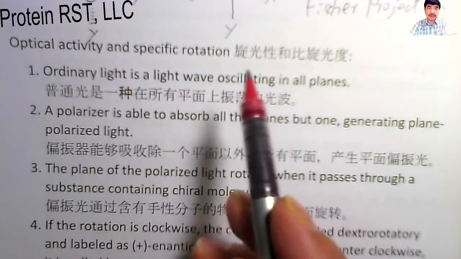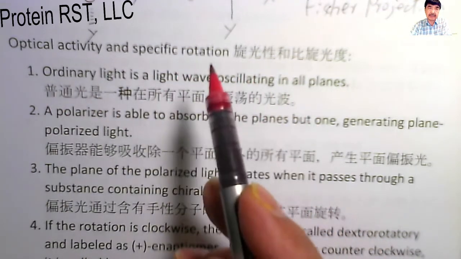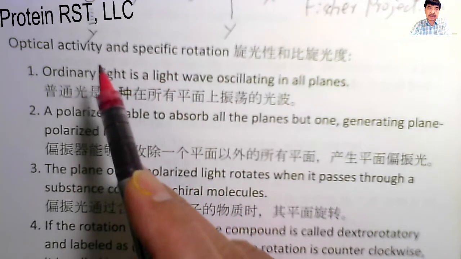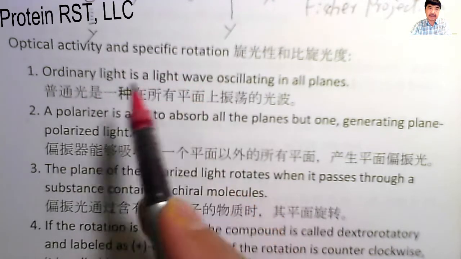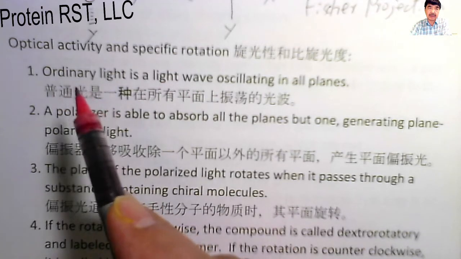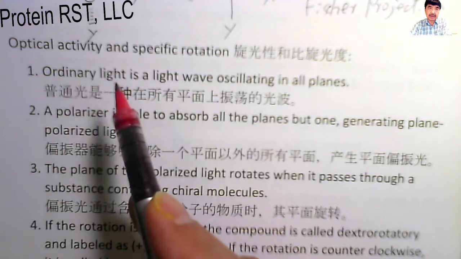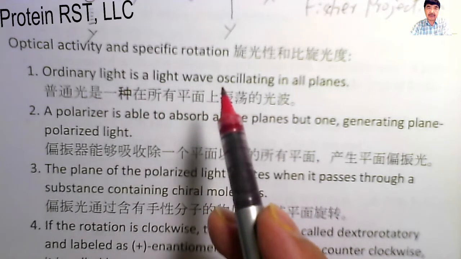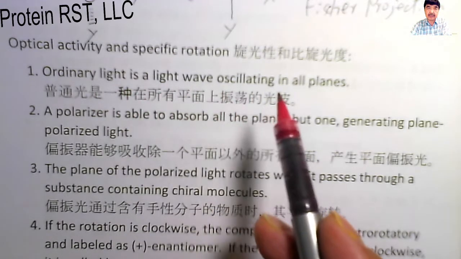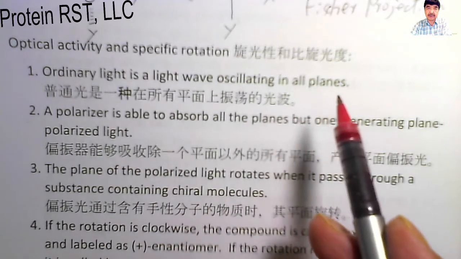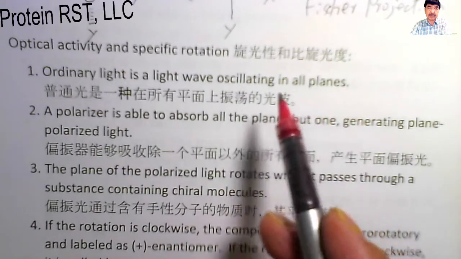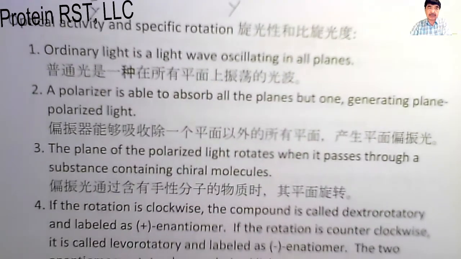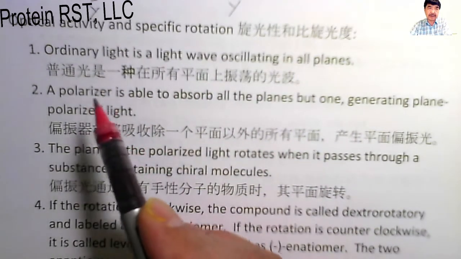First, how to measure the optical activity and the specific rotation. First, ordinary light. Ordinary light is a light wave oscillating in all planes.